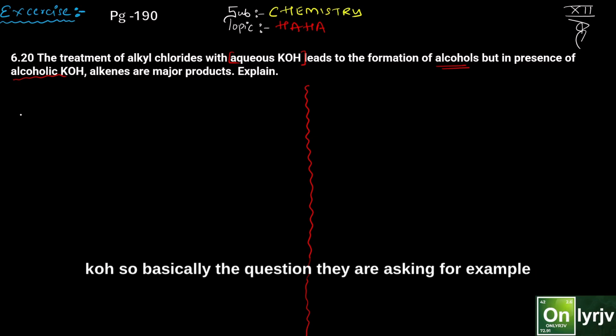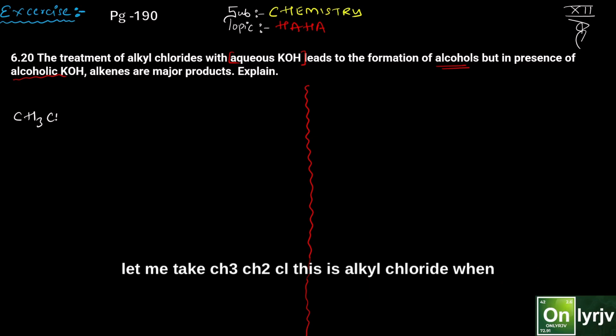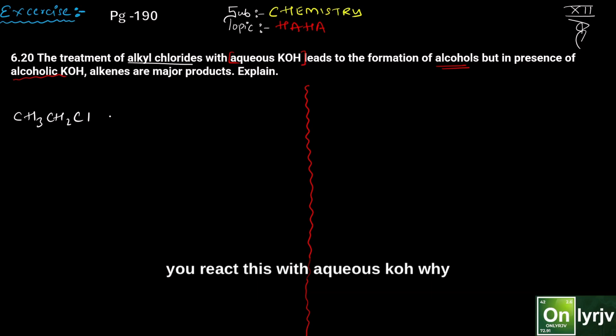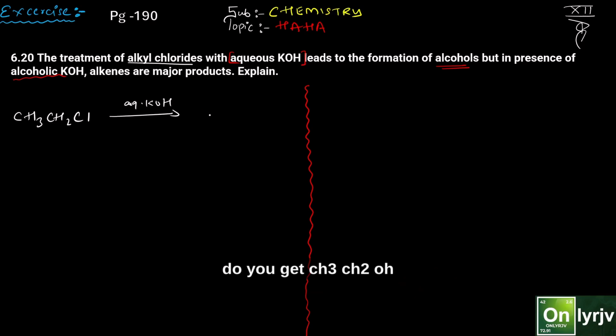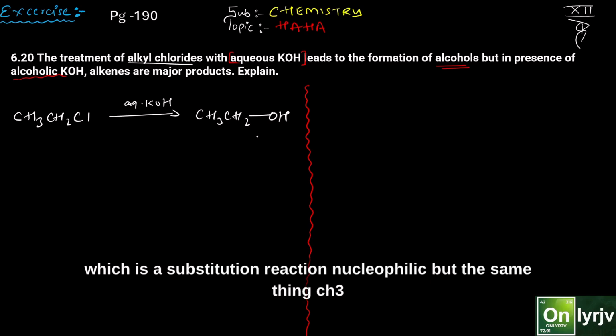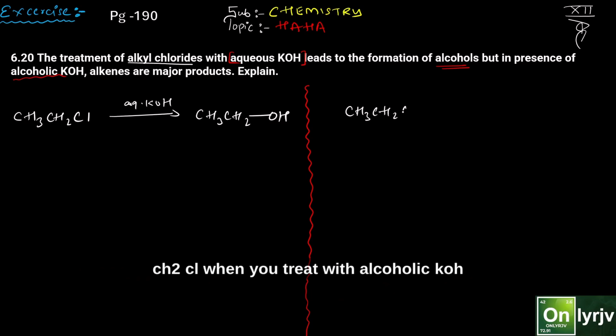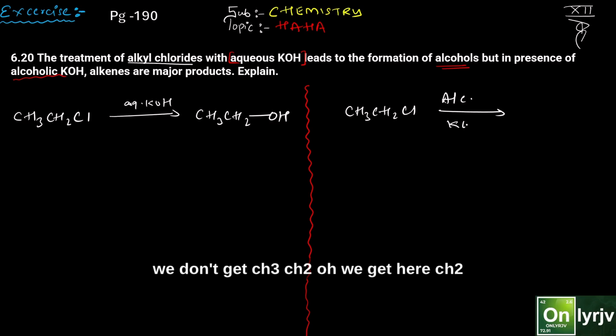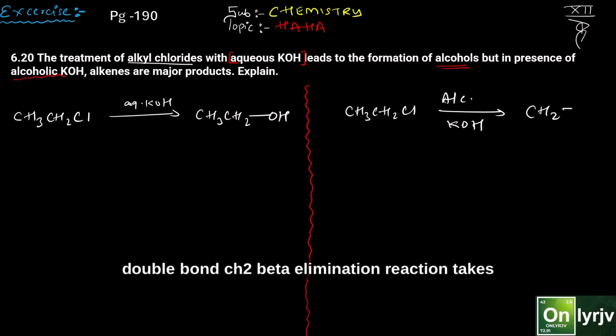So basically the question they're asking, for example, let me take CH3CH2Cl. This is an alkyl chloride. When you react this with aqueous KOH, you get CH3CH2OH, which is a nucleophilic substitution reaction. But the same CH3CH2Cl, when you treat it with alcoholic KOH, we don't get CH3CH2OH, we get CH2=CH2. A beta elimination reaction takes place.